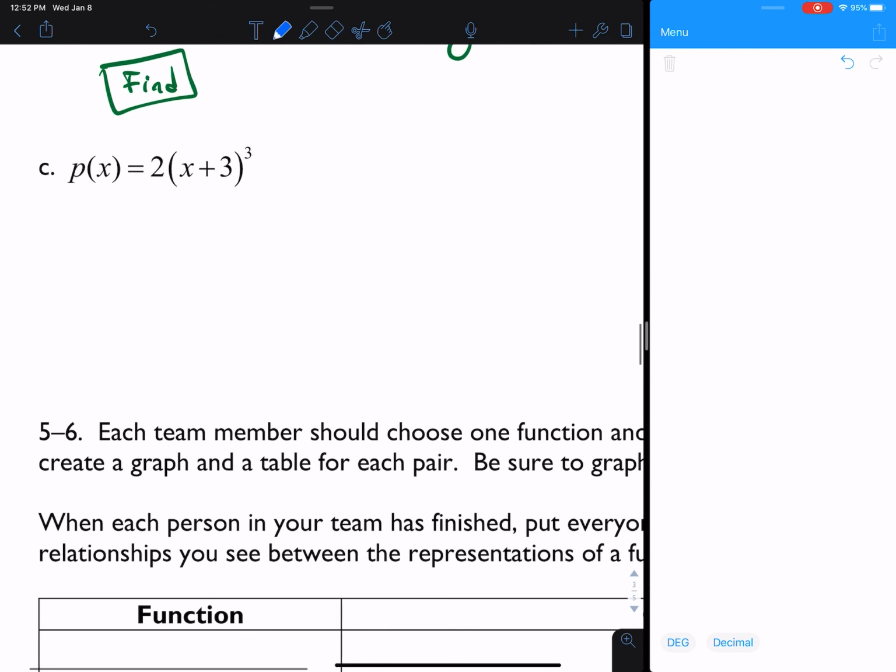Now, C, we have P of x. So the operations, okay. First, x is being added by 3.